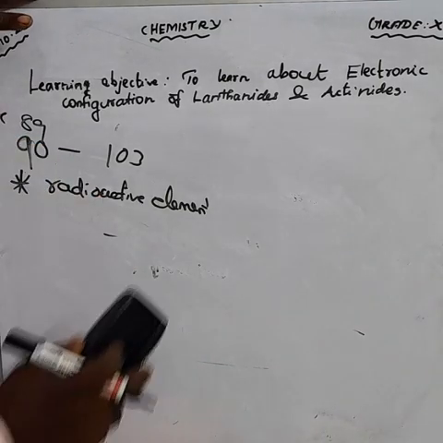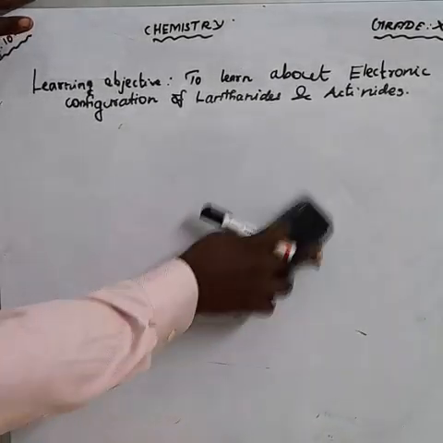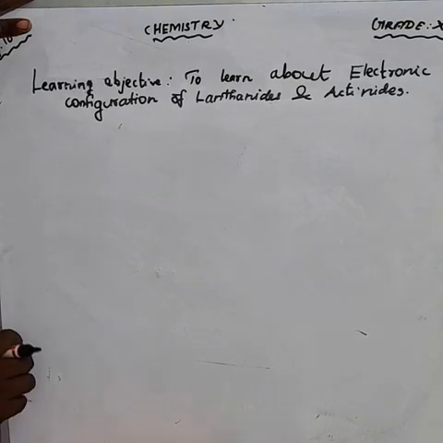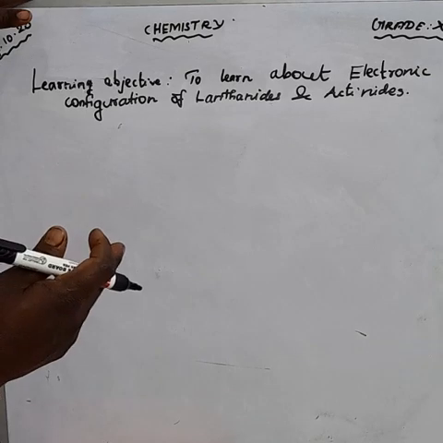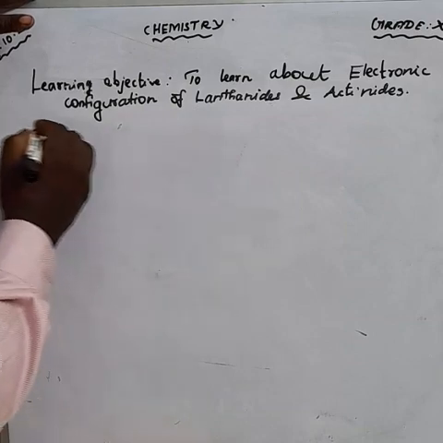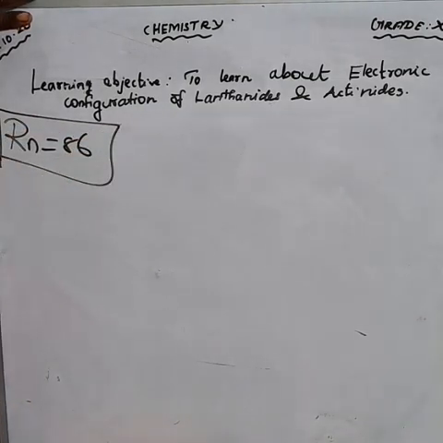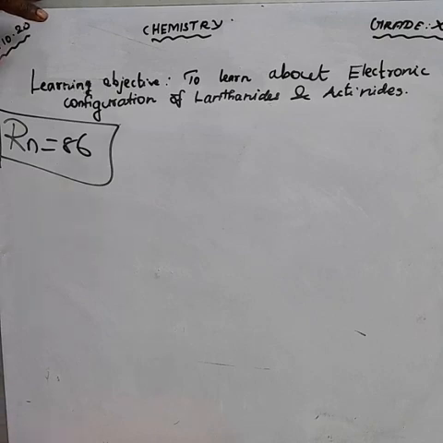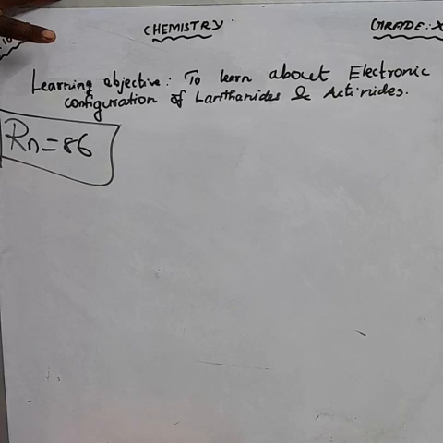Anyhow, we should write the electronic configuration of the actinide series. How do we write it? Here we use the noble gas radon, atomic number 86, Rn equals 86. What about the lanthanides? Which noble gas do we use? Xenon, atomic number 54. Here we are using radon, atomic number 86.